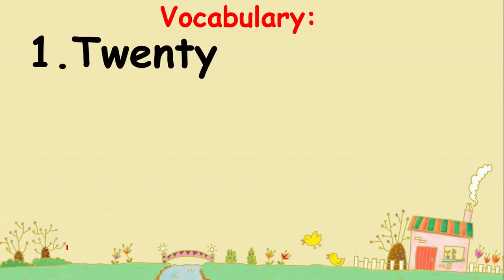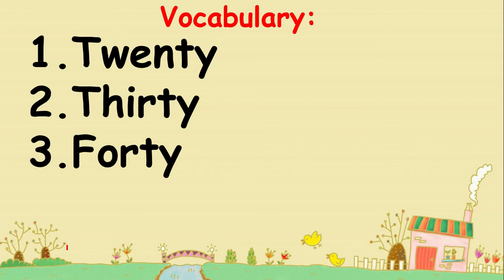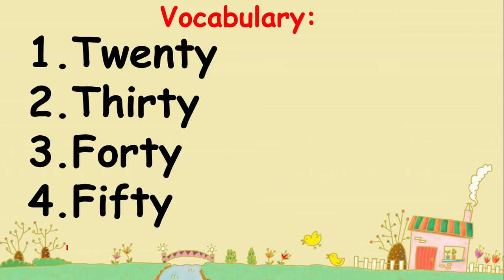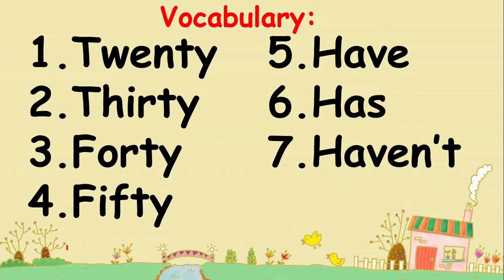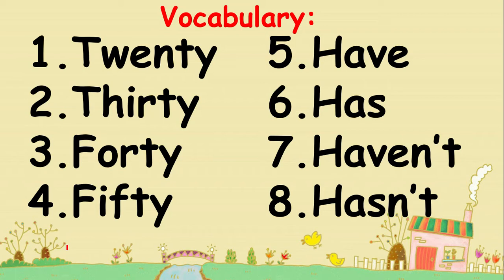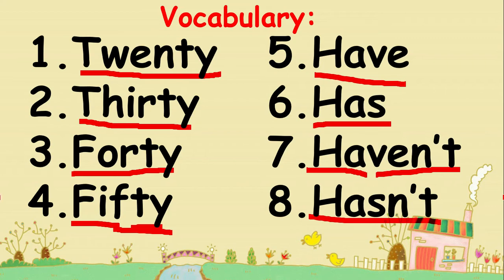Okay, vocabulary number 1, 20. Number 2, we have 30. Number 3, 40. Number 4, 50. Number 5, have. Number 6, has. Number 7, haven't. And number 8, hasn't. Okay, again, we have here 20, 30, 40, 50, have, has, haven't, hasn't. Okay, so let's start.